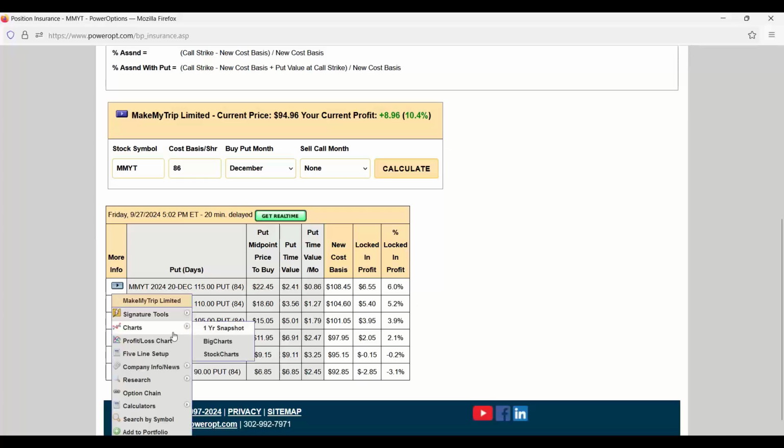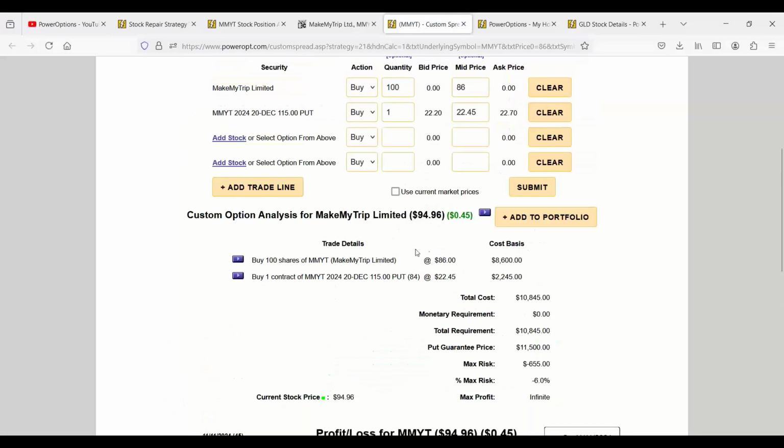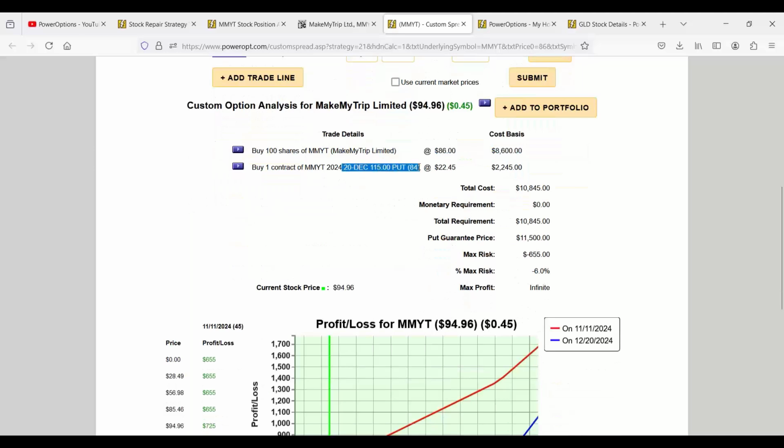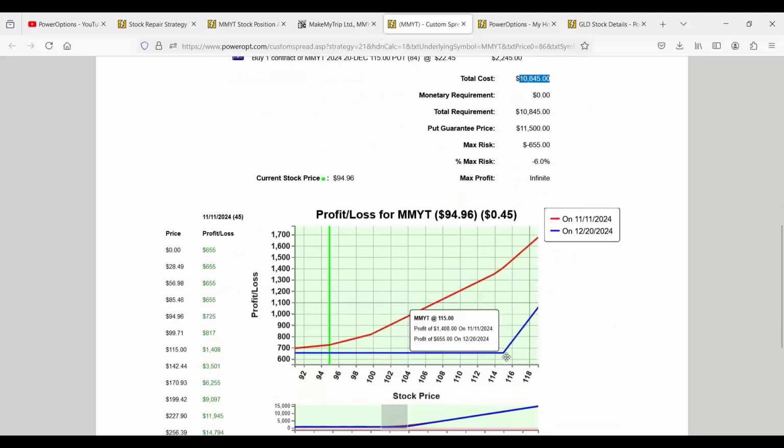Let's take a look. Let's go to the profit and loss chart here, to the more information button. Stock cost of $86. Buying a December 115 put with a stock trading at 94.96, again, 10.4% profit, unrealized. It's going to cost me another $22.50. I increase my cost basis to $10,845, but the put gives me the right to force someone to buy my shares of stock at 115. I have a negative max risk.